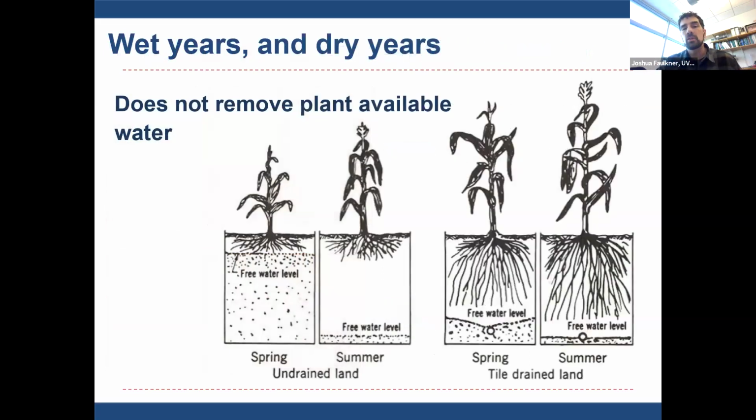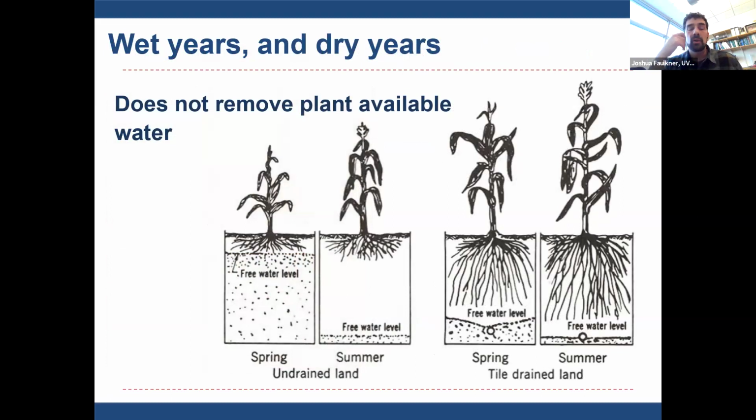Tile is drainage. This goes for drainage and tile. I keep saying tile, but I really mean drainage. It doesn't remove plant available water. I mentioned that, but it works in dry years and it works in wet years. In the wet year, of course, it keeps water low throughout the year.